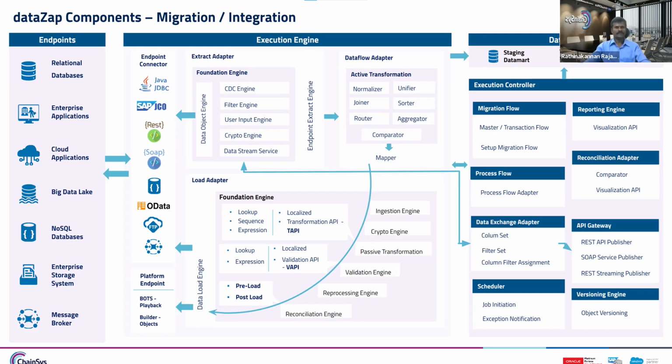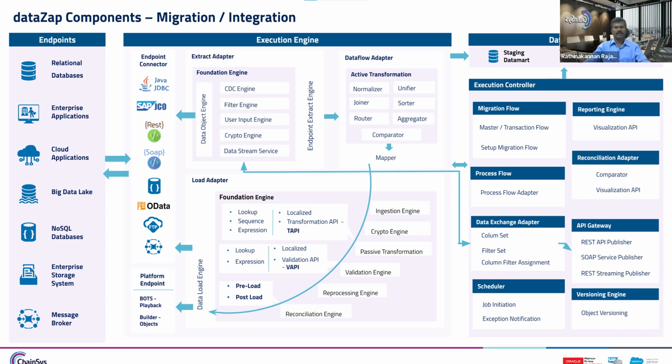And this is the architecture of dataZap components. On the left, you can see all the endpoint types like relational databases, enterprise applications, cloud applications, big data lakes, and NoSQL databases. So all those endpoint types are available. And then we have an endpoint connector for each of these endpoints. Basically, we use JDBC to connect to relational databases, SAP JCo to connect to SAP systems, and REST, SOAP, and OData APIs for connecting to most cloud systems.